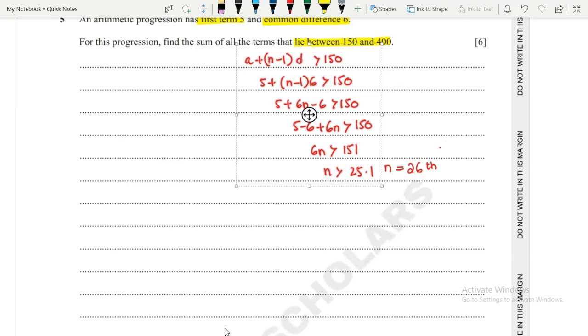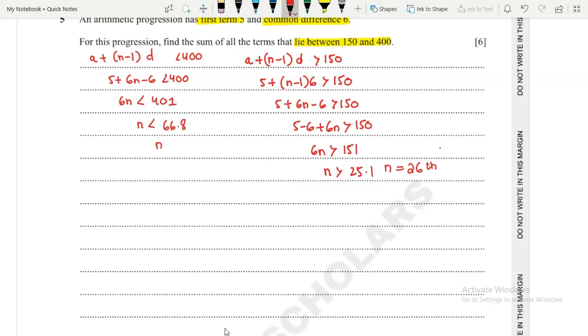Okay, so now let's find the term that is less than 400. This becomes a plus n minus 1 into d. Then we have 5 plus 6n minus 6 less than 400. We have 6n less than 401, and n will be less than 401 divided by 6. This becomes 66.8. So n is less than this, so it becomes 66. Okay, so n is the 66th term.